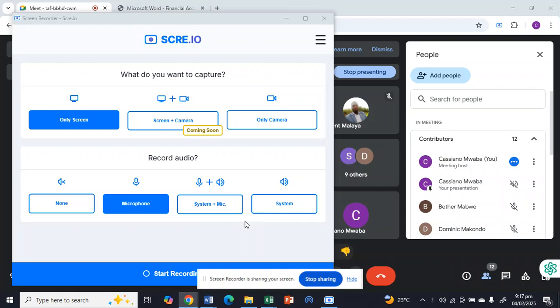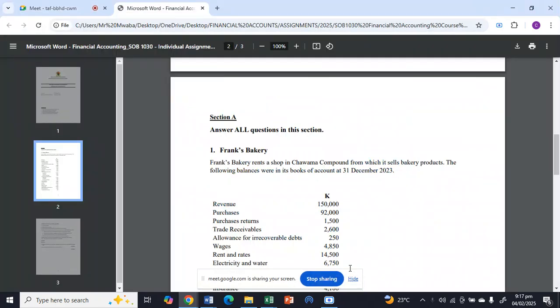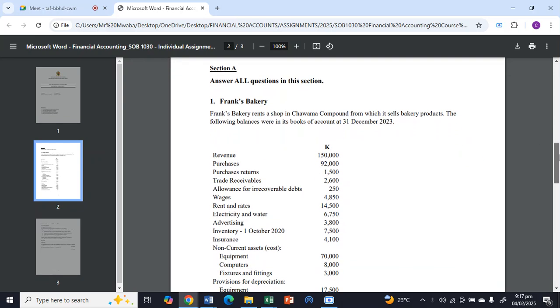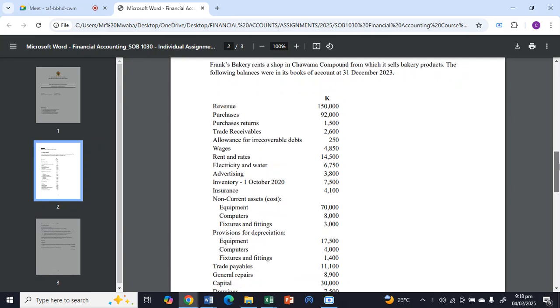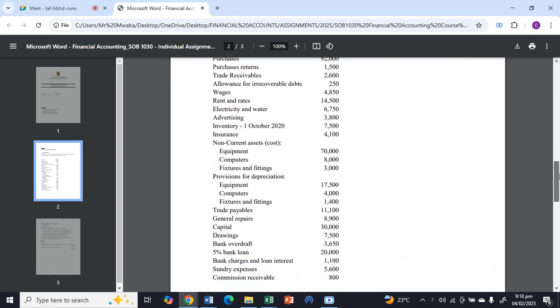All right, so this is the question that we are looking at. Frank's Bakery rents a shop in Chawama compound from which it sells bakery products. The following balances were in its books of accounts at 31st December 2023. Okay, so here we've got all the accounts and all the balances.